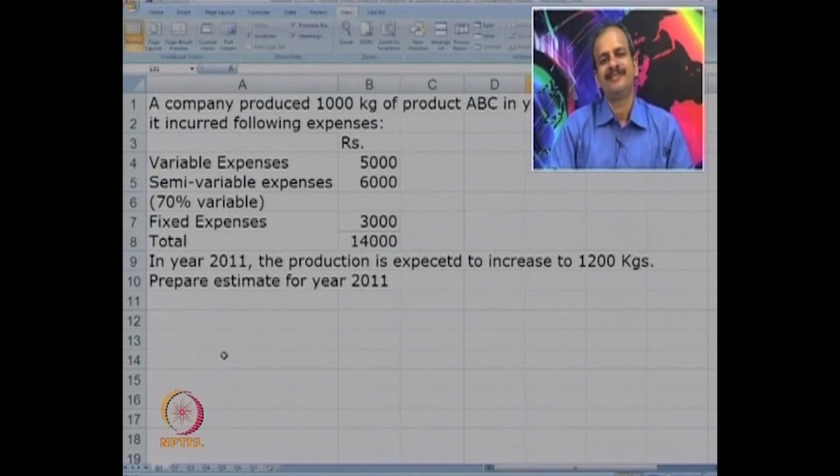How to go about? In a traditional system, we know that the total cost is 14,000. We will only stick to that and try to say that the cost will increase at some proportion, because you can see that the output is likely to increase by 20% from 1000 to 1200 kgs. So we will say that okay, the cost will increase by 20% or 15%, something like that. But here we have got a breakup of the cost into variable, semi-variable and fixed. Now how will you calculate the cost for 2011? Just think over.